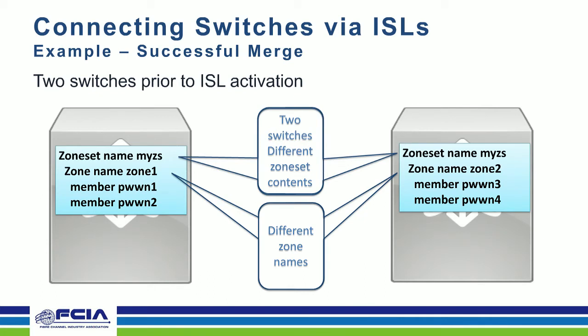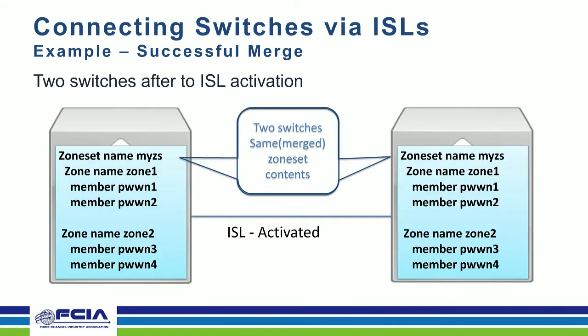Okay, so as John was talking about, as we're connecting these switches via ISLs, this is an example of a successful merge. We have a zone set on the left and a zone set on the right, and they have different contents. But the difference in the contents is not significant. One has zone one, and it has two WWNs in it, and the other one has zone two. So at this point in time, both switches can take that zone set and merge them together, and the final result will be the ISL comes up, and the zone set on both sides contains both zones, zone one and zone two. So it seems pretty simple, but when you have different zone names, then the merge typically would be successful.